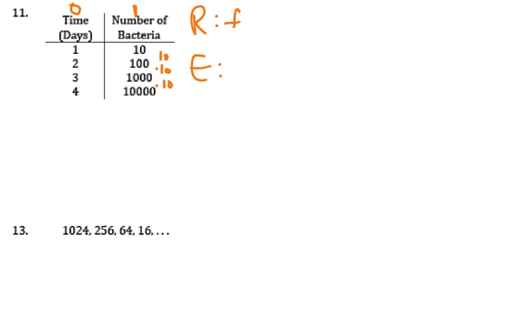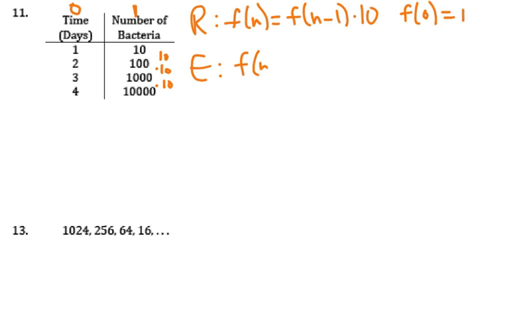So our recursive, we'd say, to get our next answer, we take our previous answer and we times it by 10. And where did we start? We started at 1. For our explicit, to find any term, what we do is we start at 1, and then we're timesing it by 10. How many times? Well, it depends on which day we're talking about, so we call it n, and we raise it to the n power because we're dealing with multiplication. Or you could have written it y equals 1 times 10 to the x. That works as well.